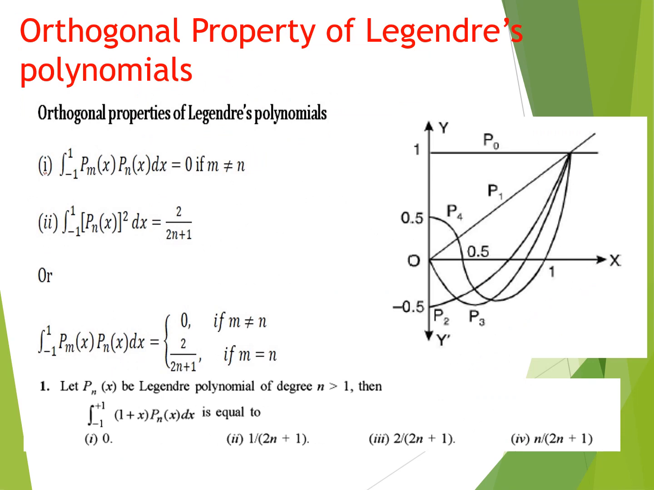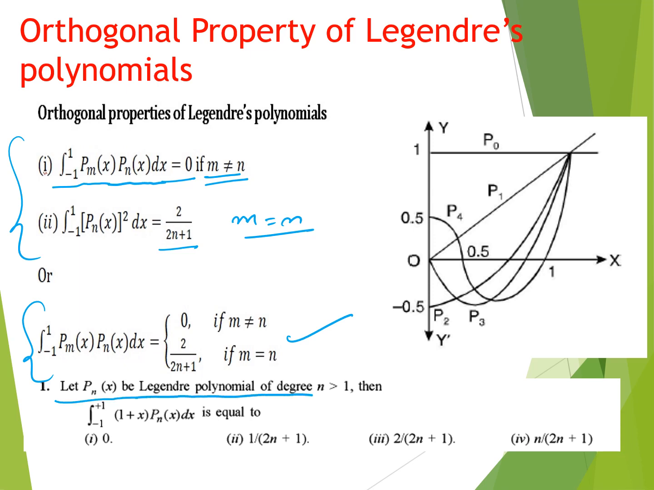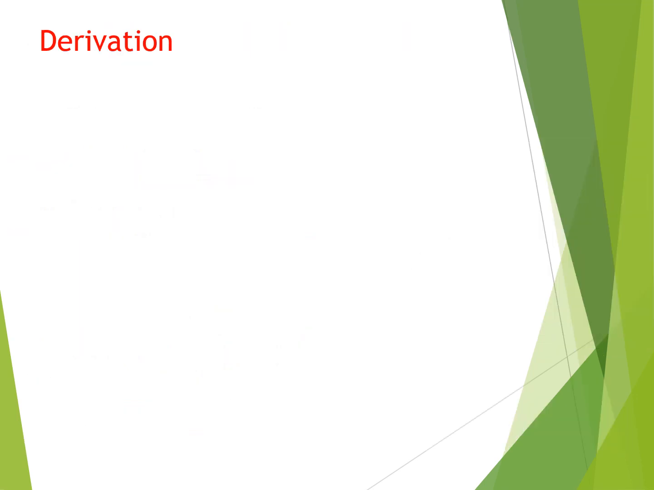Now the orthogonality property of Legendre polynomials. The orthogonal property is that the integral from -1 to 1 of Pn(x) Pm(x) with respect to x is equal to 0 if m is not equal to n, and if m is equal to n, it is 2/(2n+1). This property can be represented in either form. Sometimes multiple choice questions come, like: let Pn(x) be a Legendre polynomial of degree n greater than 1, then what is the value of the integral from -1 to 1 of (1 + x) Pn(x) dx?